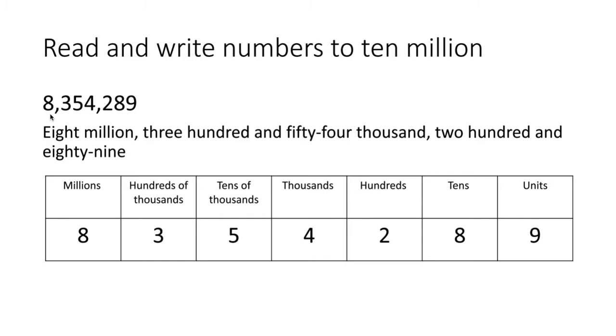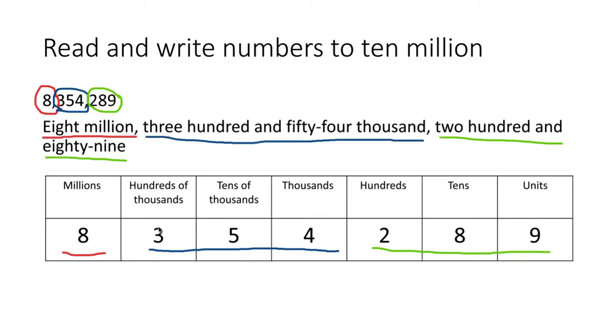The first part is we've got our millions. In the second part, there's 3 digits there, and they represent our thousands, and we've got 354 thousands. And the last bit here represents our ones, and we've got 289 ones. I've also put them into a table for you to help to explain it. We've got the millions, hundreds of thousands, tens of thousands, thousands, hundreds, tens, and units.